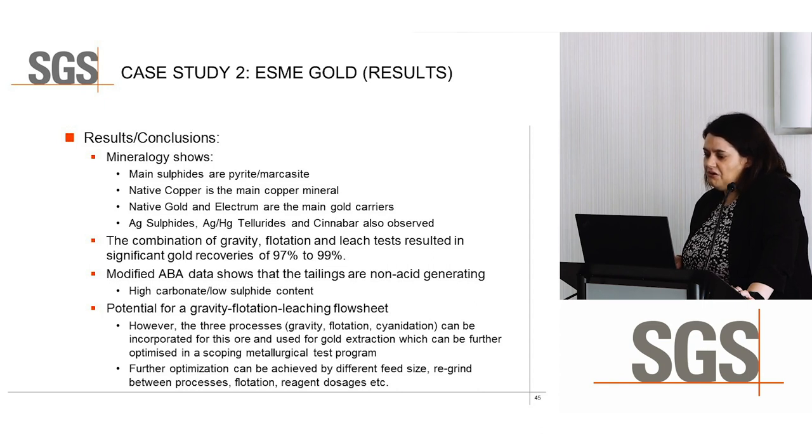So a combination of gravity, flotation, and leach tests resulted in significant gold recoveries from 97% to 99%. As I mentioned before, the modified ABA showed that the tailings were non-acid generating because of the high carbonate content and low sulfide. So again, similar to the other one, there's potential for gravity, flotation, and leaching. However, you can start looking at them individually, and maybe you might just do a gravity flotation or a gravity leach, depending on the scoping level testing.